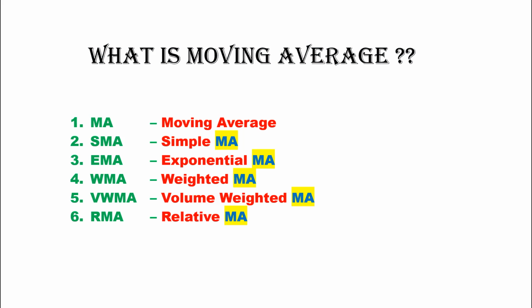What are the various types of moving averages? So what is called MA? MA is called moving average. SMA is simple moving average. Then what is called EMA? EMA is called the exponential moving average. What is called WMA? W means weighted moving average. VWMA is called the volume weighted moving average. Then what is called RMA? That is relative moving average.